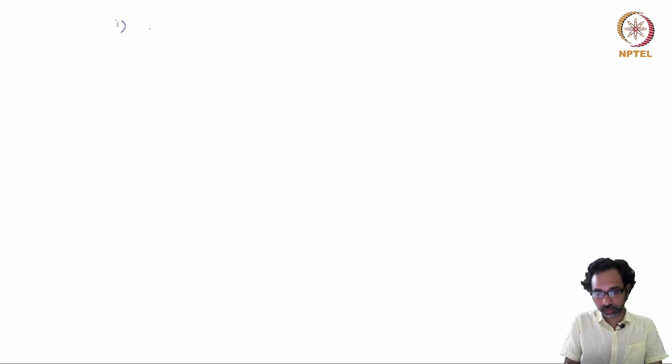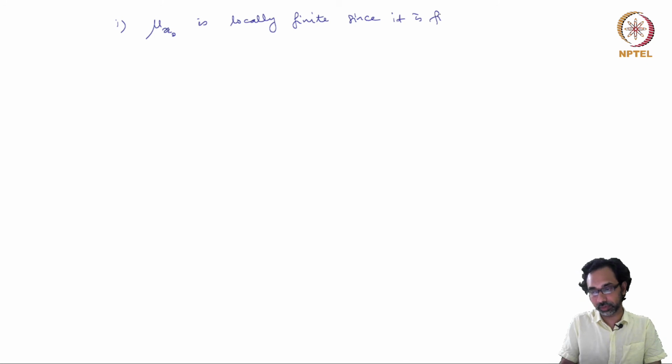So now let us check whether this is a Radon measure. First, mu_x0 is locally finite, since it is a finite measure, because it takes only the values 0 and 1.